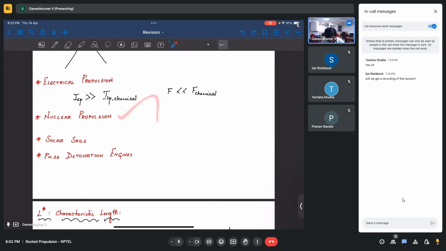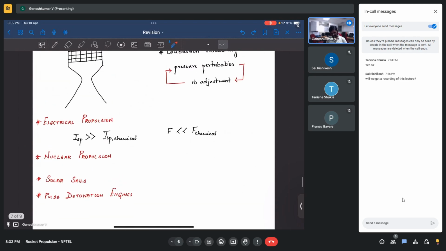Nuclear propulsion, people wanted to use, but it has its own problems. If it blasts, then the nuclear reactor material will be everywhere, surrounding you, and it's going to affect you, right? Nuclear radiation, people are afraid of nuclear radiation. A lot of safety issues are there in terms of nuclear propulsion. Okay, and then we have solar sails and pulse detonation engines, totally advanced concepts. We just introduced them so that you can read about them on your own.